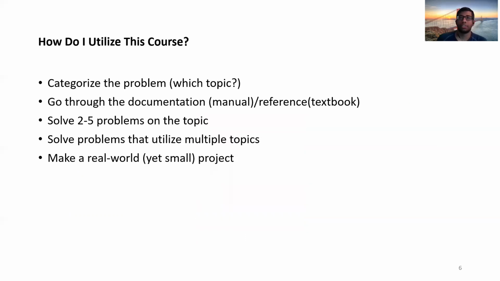In order to utilize this course efficiently, you should categorize the problem, meaning which topic it belongs to. You should recognize that. And if you are stuck or lost, you should go through the documentation, meaning the Python manual, or the reference you are using, the textbook. And to get your hands on it, you should solve 2 to 5 problems on your own on the topic. Start from the simple and dive into deeper and longer code.